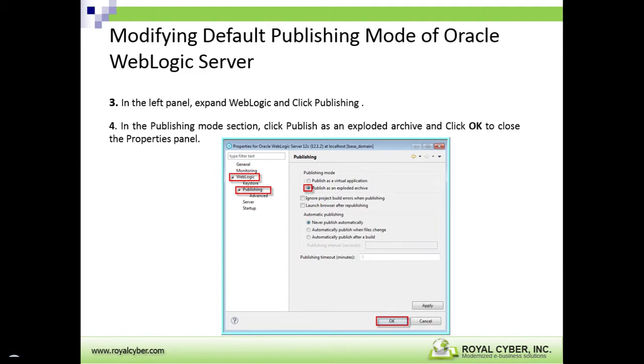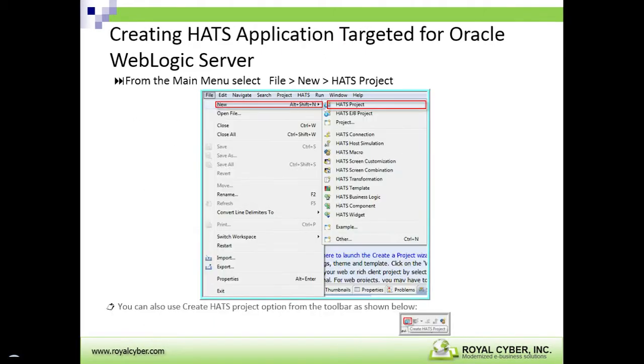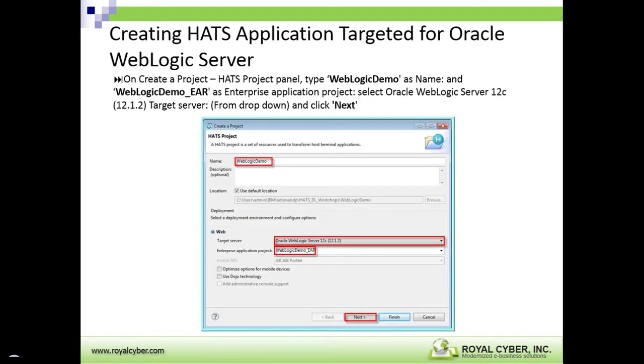Once you have modified the publishing mode, all the settings have been done, so you are ready to create your HATS application and deploy it on WebLogic server. From the main menu, select File, New and HATS project. On the project settings, for example, you can give the name WebLogic demo, and specify the EAR name as WebLogic demo_EAR, and the targeted server should be Oracle WebLogic server, and click next.